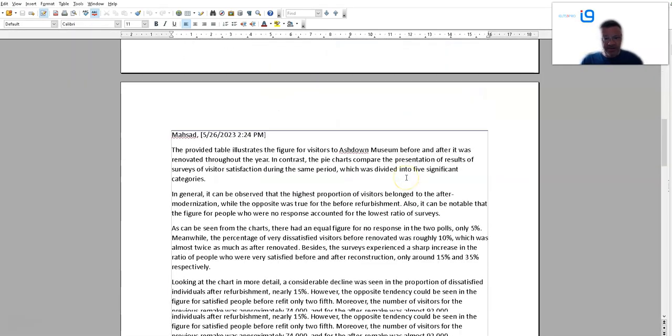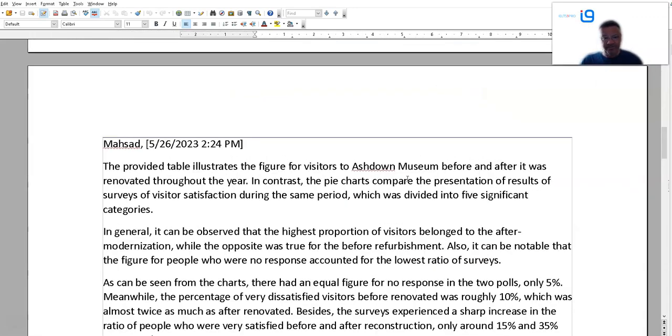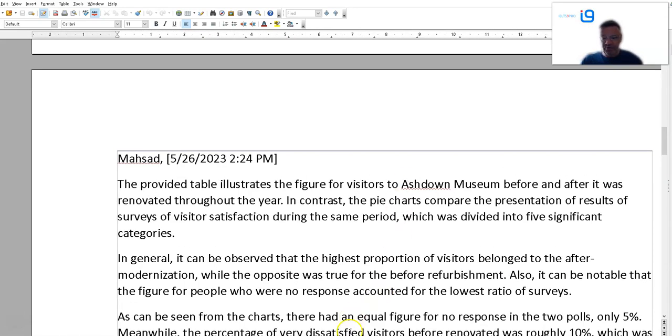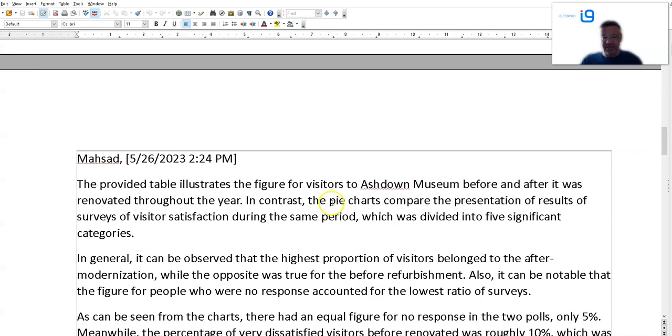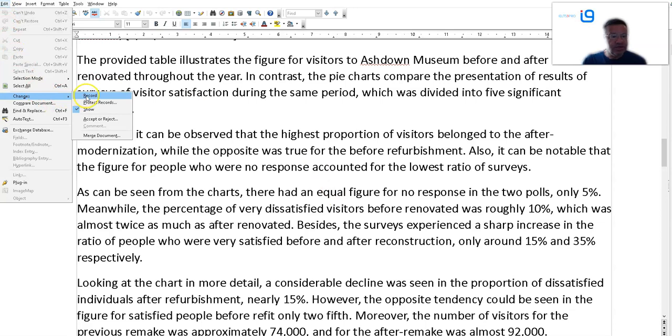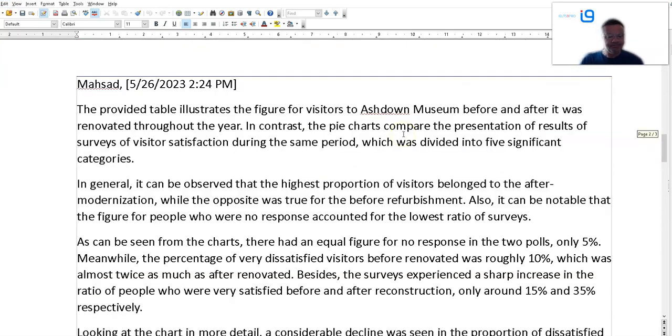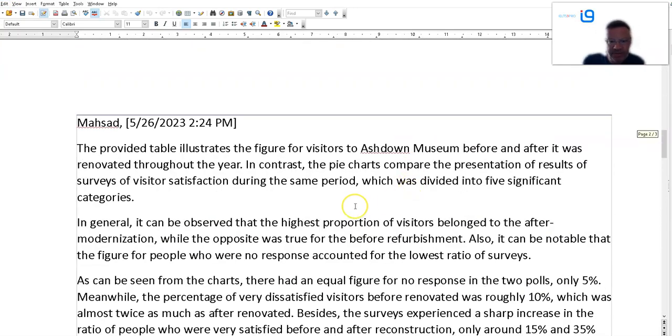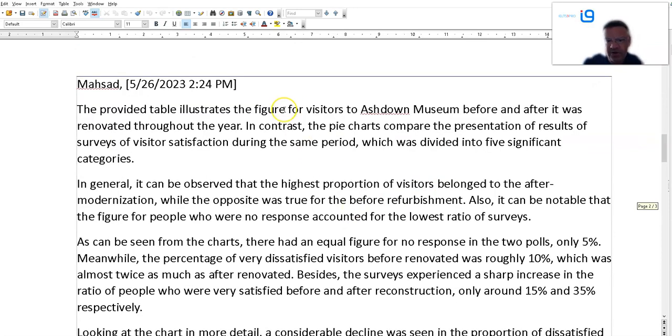at yours. Now I'm not going to change every single word. I'm not going to rewrite everybody's writing, but let's have a look. I might make some changes though, so we can see. Okay. Provided table illustrates a figure or figures. Visitors, before enough it was.